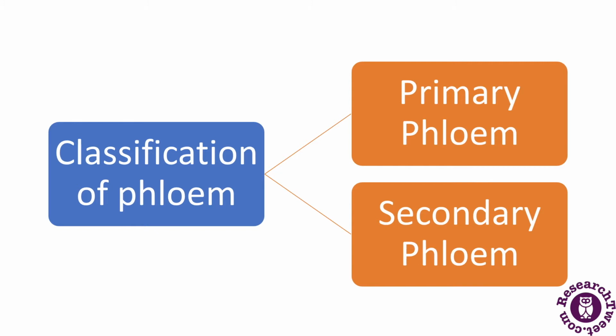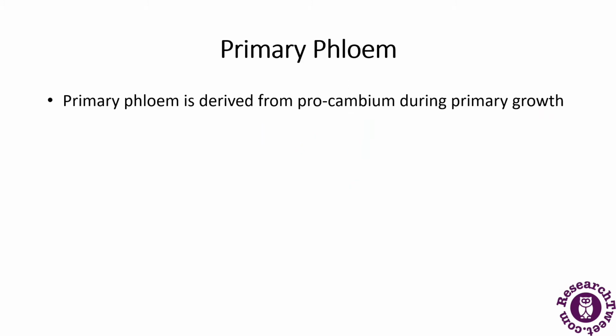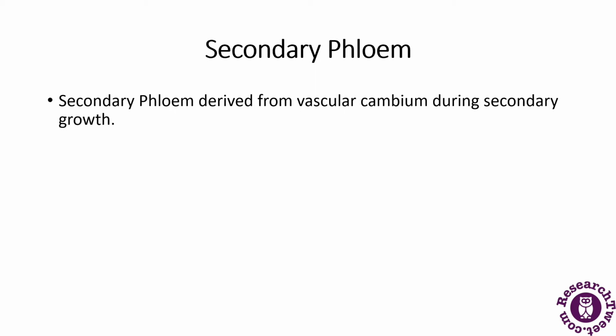Then what is the classification of phloem? Phloem is divided into primary phloem and secondary phloem. Primary phloem is derived from the procambium during primary growth. Secondary phloem is derived from the vascular cambium during secondary growth. So the terms primary and secondary derive from primary and secondary growth.